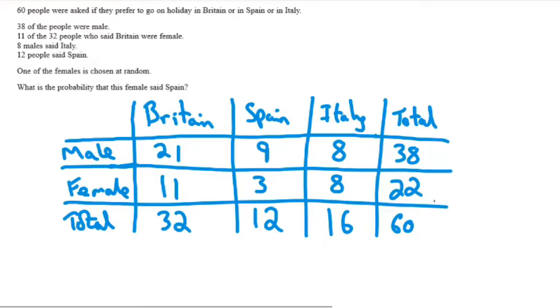So then for the probability that it's asking us for, the probability that this female said Spain. Now we're just looking at the female row therefore, not out of everyone. So it's going to be out of this 22. Now of them, how many said Spain? That's 3. So that would be your answer.